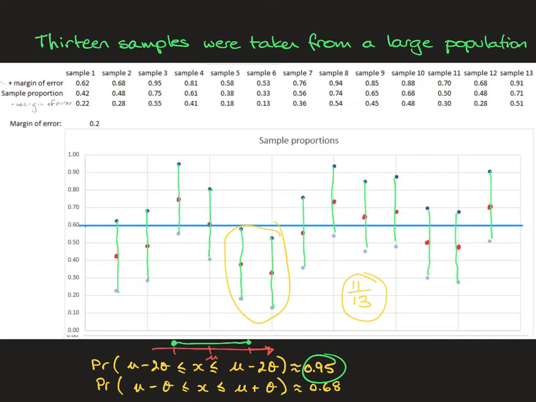So now we're going to talk about how we figure out what our margin of error should be so that we can work out how confident we should be that the intervals that we're using are going to contain the population proportion. So let's have a look at that.